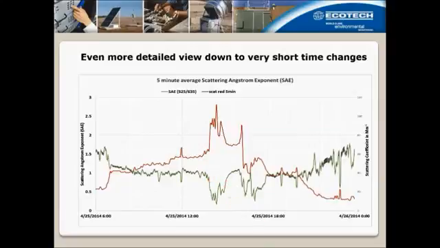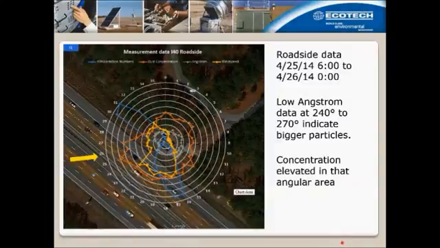So what you can do now is a wind rose plot for that time frame, and look a little bit closer at it. And what you see when you do that is that at this time frame, the wind direction was basically along the road, but you see the high concentration here comes from this side. And corresponding to that high concentration level, you see that dip in the Angstrom exponent right in that angle area. So in other words, the big particles are coming from that side.